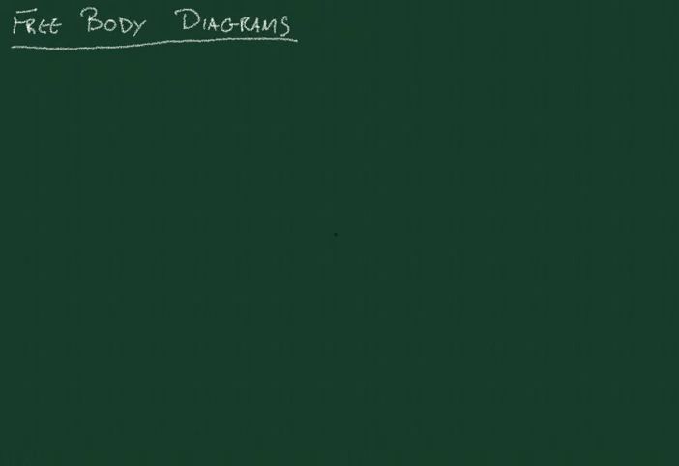Now we're going to talk about one of the most important tools that we have in the second half of the semester, and that's a free body diagram. Remember, we use vectors a lot in the first part of the semester, and we're going to continue to use vectors. You can't do physics without vectors, and as you take higher level classes, they become increasingly important.